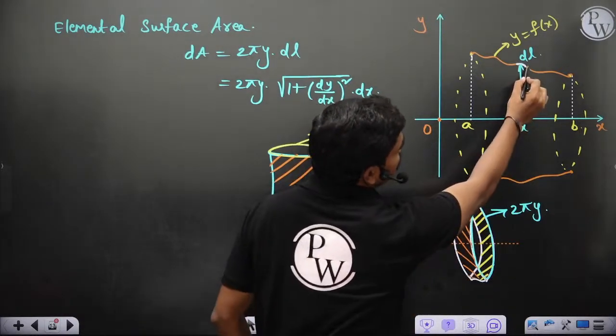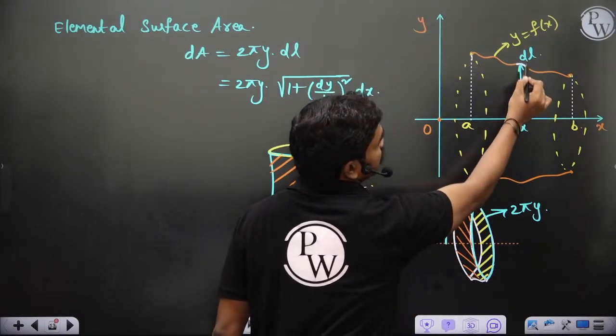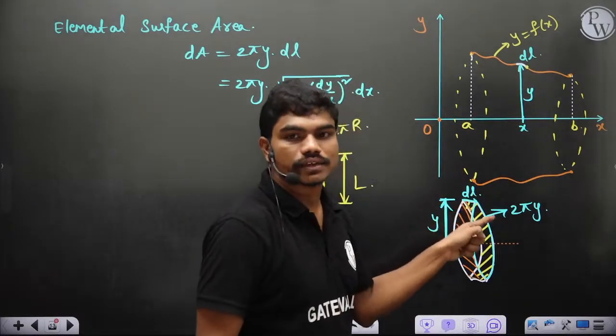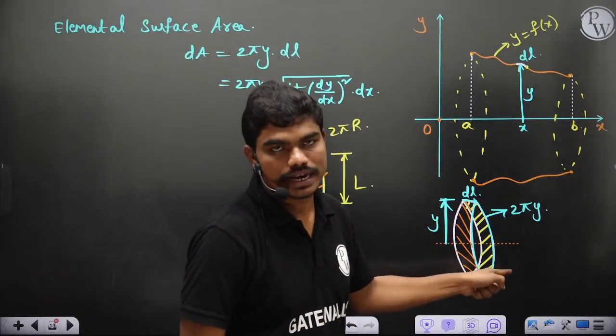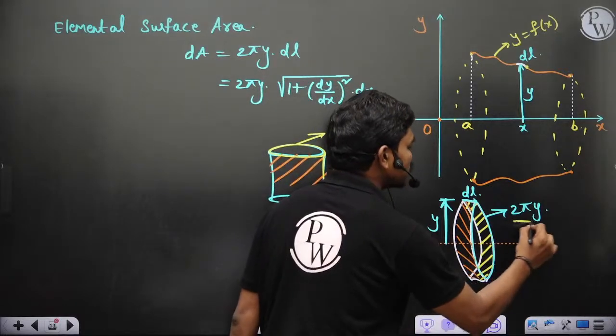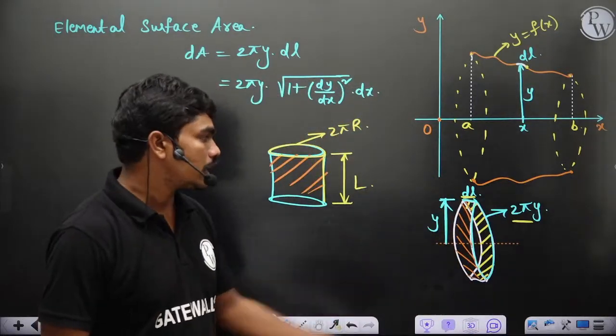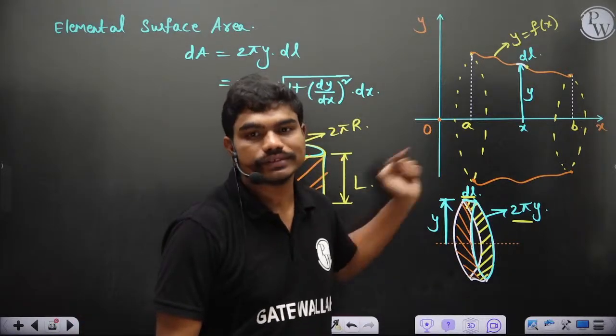See, for example, if you take a point, this final end point here, and if you evolve this end point, then ultimately you'll get a circle, and the circumference of that circle is 2 pi y actually. So this is the circumference of this circle, and dl is the length, of course. So if you multiply these two, you'll get this total surface area of the wing.